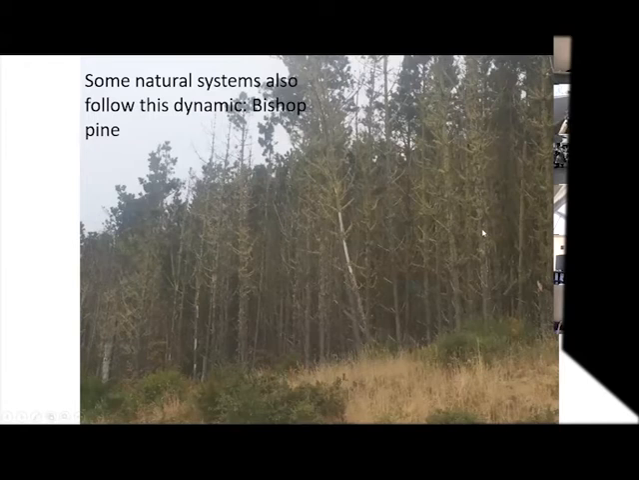Some natural systems also follow these dynamics, and they're a little bit less common, but it does occur. They will be the systems that have low diversity. And the one that comes to mind, the one that's most obvious in my mind, is Bishop Pine. These are stands that are dominated by one species. They're adapted to intense fire. So Bishop Pine, which burns really hot, kind of burns all at once, kills all the overstory, and then you have regeneration just all establishing from that.